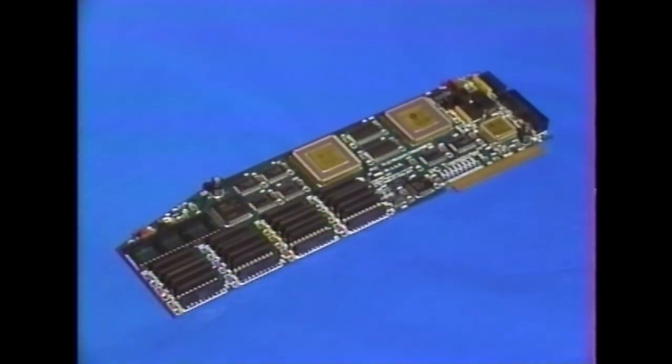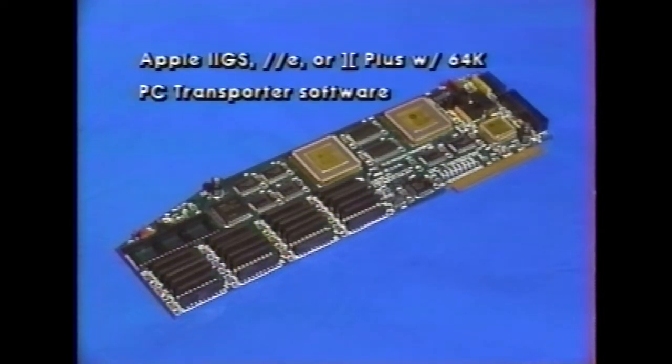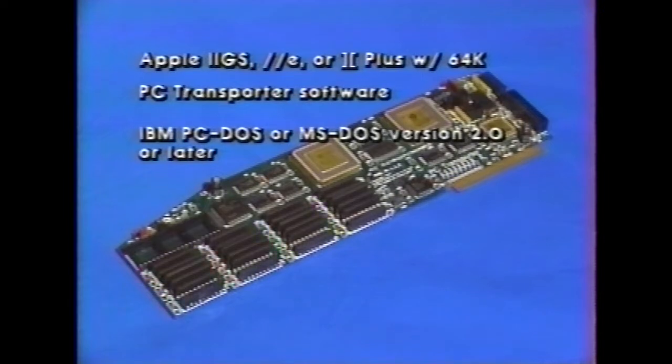To install and use PC Transporter, you'll need an Apple IIGS, IIe, or II Plus with at least 64K of Apple II RAM installed. You will need the PC Transporter software included with the PC Transporter package. You must have IBM PC DOS version 2.0 or later, or Microsoft MS-DOS version 2.0 or later. The IBM system disks are not included with the PC Transporter package. You can get them from many IBM dealers and software suppliers.